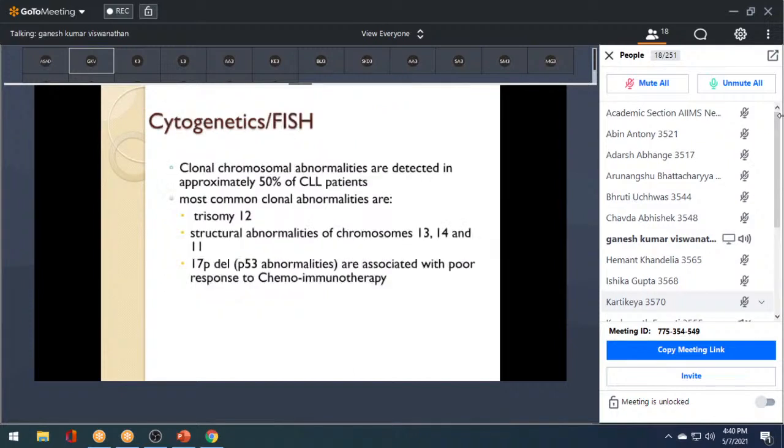not treated. Certain chromosomal abnormalities characteristically occur in the case of CLL. These include trisomy 12, deletion 17p, structural abnormalities of 13, so trisomy 13, 14, 11, etc. All these abnormalities indicate some genetic change, and these are seen in more than 50% of CLL patients.